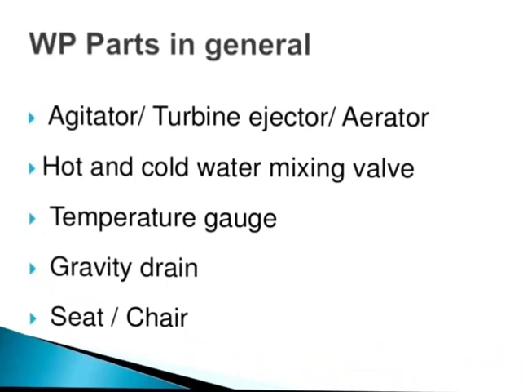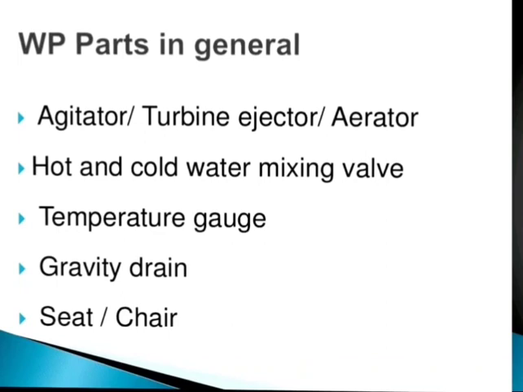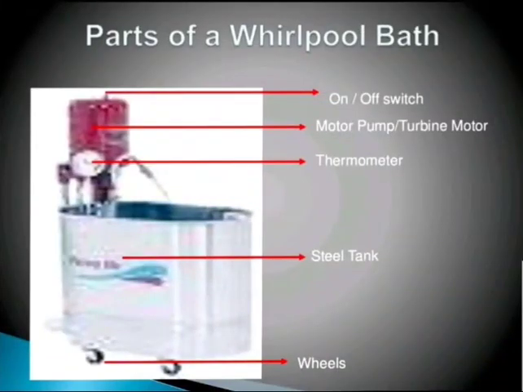Now Whirlpool parts in general: first is the agitator or turbine ejector, and sometimes it is also called an aerator. Then a hot and cold water mixing valve, a temperature gauge, a gravity drain, and a seat or particular chair could be used. So these are the parts of the Whirlpool bath: on off switch, motor pump or turbine motor, a thermometer to maintain the temperature, steel tank, and mostly it has wheels.